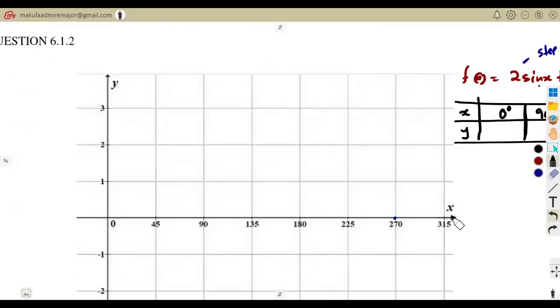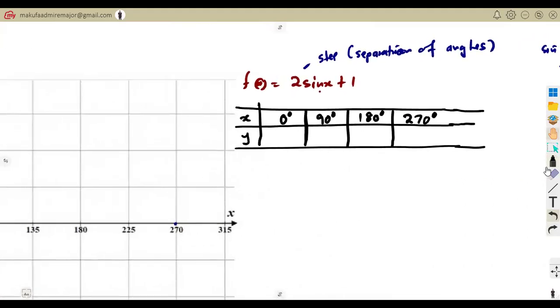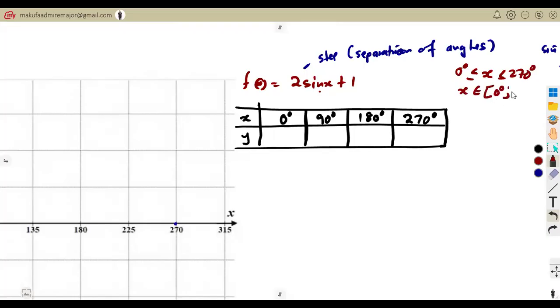Also, we cannot use this 315. It's just given on our diagram, but we're not going to use this. So we end up with what? 270, according to the interval that we are given, x is greater than or equal to 0 and less than or equal to 270 degrees. That means our x is being taken from 0 to 270 degrees.